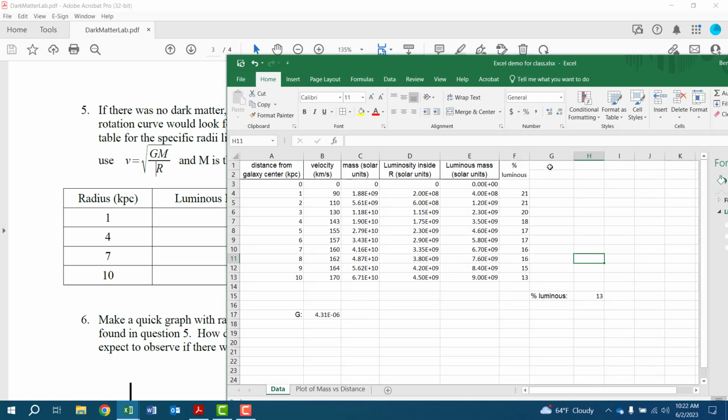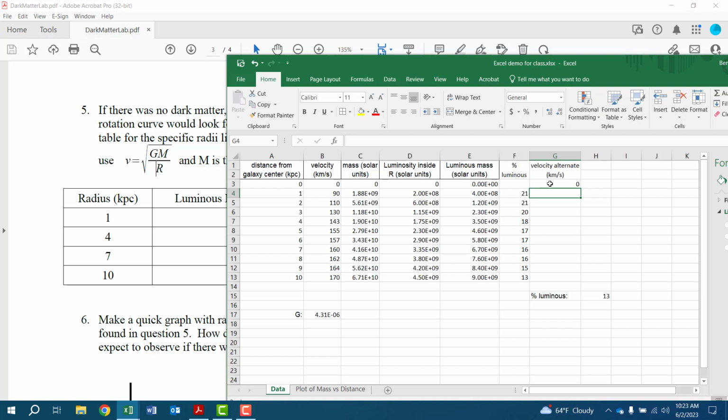So, lastly, my last column here, let me merge and center, and I'll call this velocity alternate in kilometers per second. This is the velocities that we might expect to see if the only mass present was the luminous mass. And that's where I have to use this formula. So I'll just manually enter the 0 at the beginning.